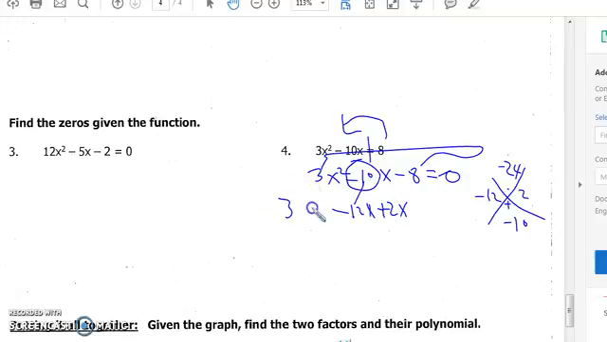And then you're going to copy the rest of the problem and set it equal to 0. So you're going to factor the first two. 3 and 12 has 3 in common, x in common. So that's your GCF for the first two. So you're going to write this: 3x times x is 3x squared, 3x times negative 4 is negative 12x.